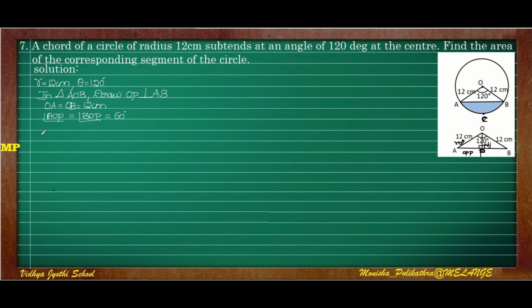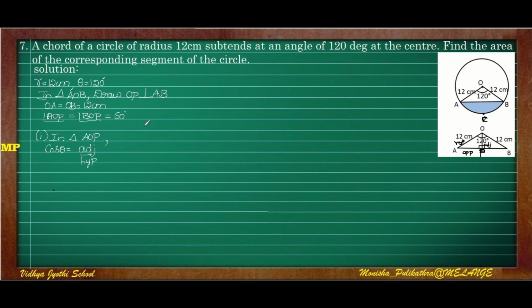So here we need the value of the sides. We have hypotenuse side value 12, but we don't have adjacent side and opposite side. That we have to find out. So in triangle AOP, cos theta in trigonometry will be adjacent by hypotenuse.